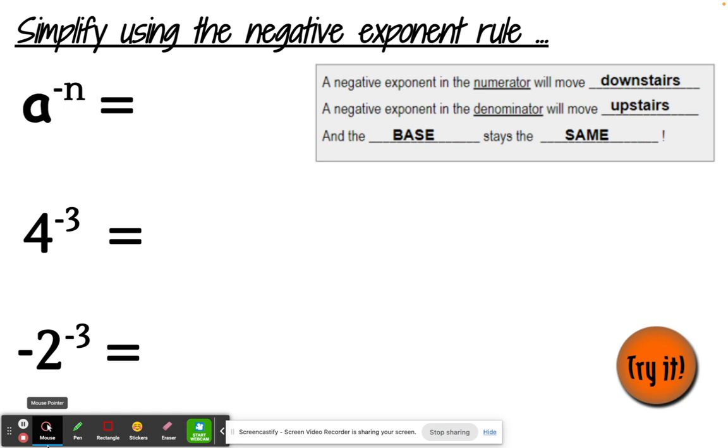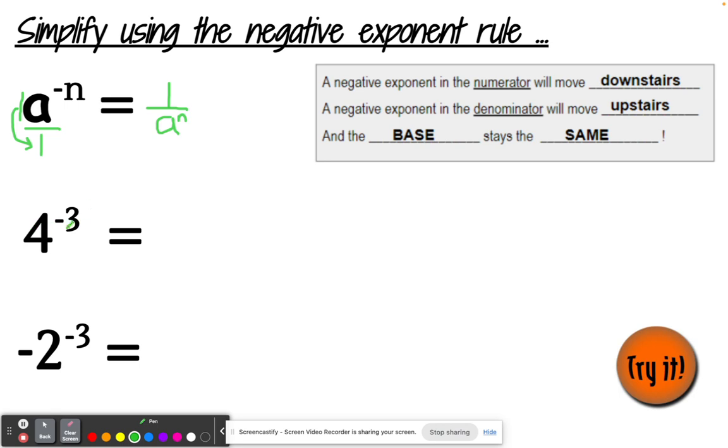So let's practice that. I have a to the negative n power. Well, as I said, I want to take those negative exponents and move them downstairs. So my a to the nth power would be downstairs. It becomes positive when it moves downstairs. But in this case, what's in my numerator? It's that hidden coefficient that's right here. It's a 1.